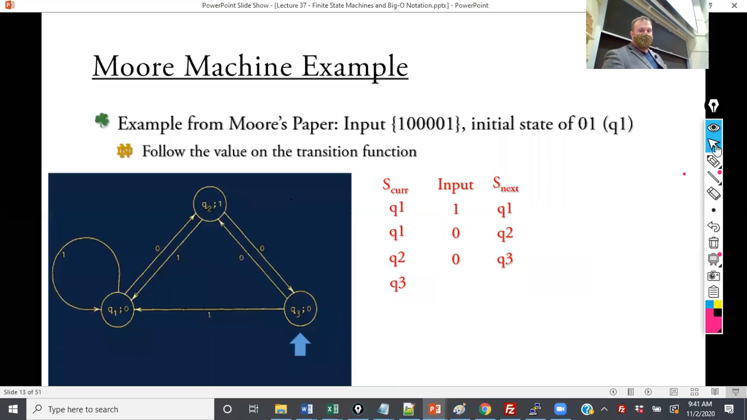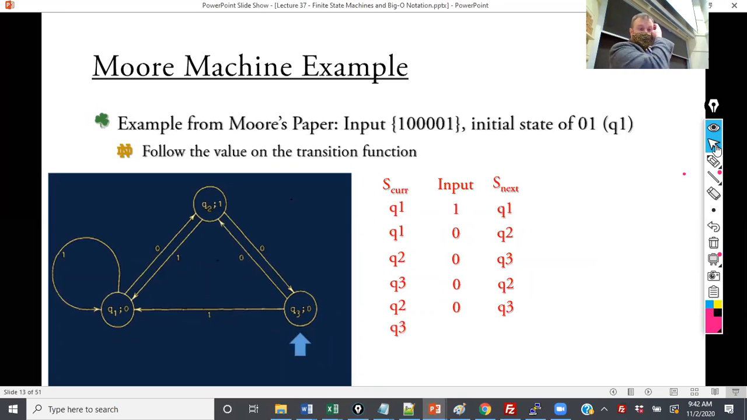Absolutely right. So now we're at Q3. The input's going to be 0. What do we need to do? Very good. So with 0, we're back to Q2. So at Q2, we have 0 one last time since we've solved this one.